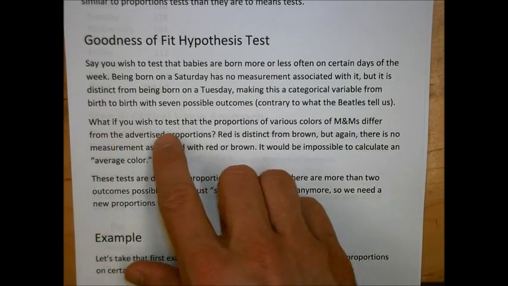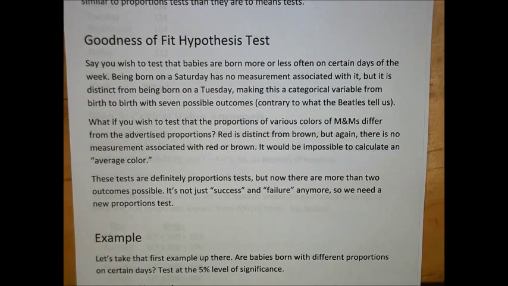Or, what if you wish to test that the proportions of various colors of M&Ms differ from the advertised proportions? Red is definitely distinct from brown, which is distinct from yellow or blue, but again, there is no measurement associated with these colors. It would be impossible to calculate an average color, for instance.